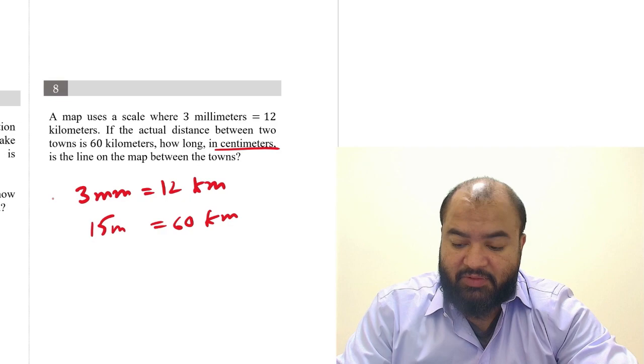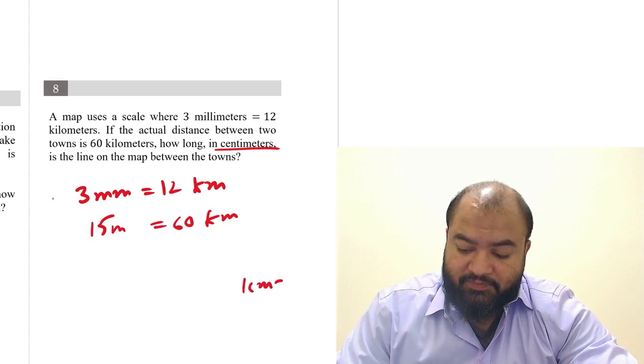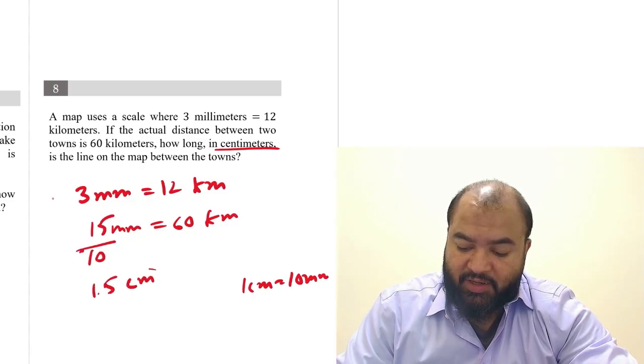Now they want it in terms of centimeters. So 1 centimeter is 10 mm. Remember this. So you have 15 millimeters, right? So you divide by 10, so it's 1.5 centimeters.